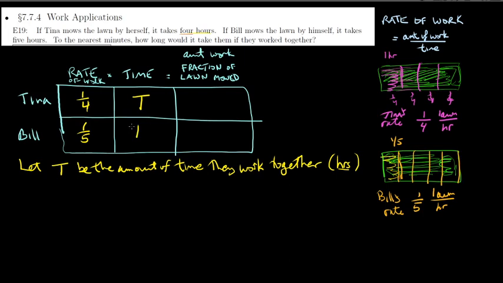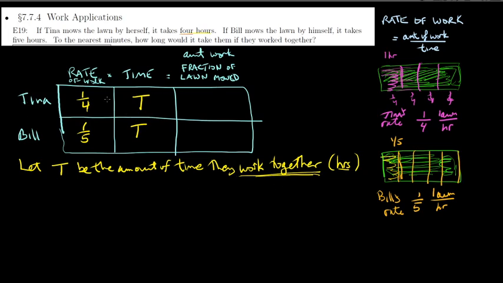Right. Oh, how do I know it's the same for both? Well, they work together. So if they work together, we're assuming they start at the same time and they finish at the same time. So obviously this could be more complicated. Like if Bill takes a break for 20 minutes and then resumes, that would make this a lot harder. But we presume they work together. So they start at the same time and they finish at the same time as well.